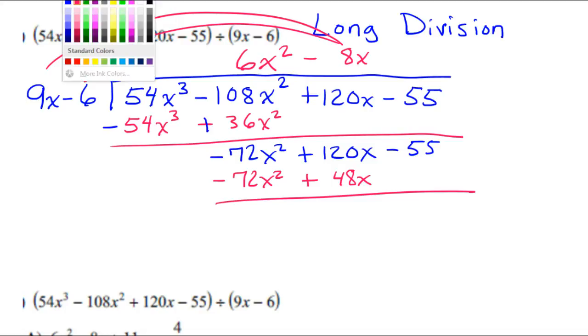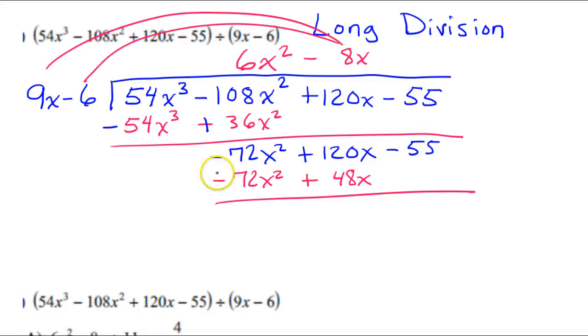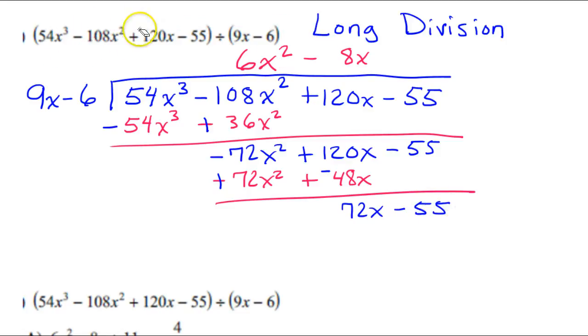Now we will subtract by changing the signs. So this will become positive and this will become negative. And now we combine these like terms. So this is going to be 72x, and then you bring down the minus 55. And then one more time you start over.